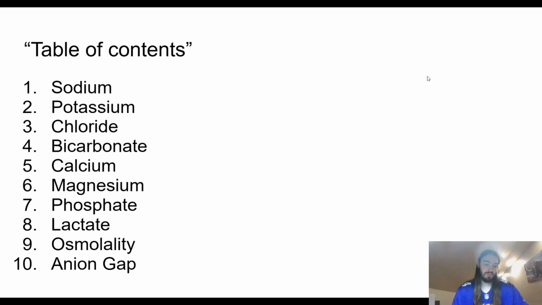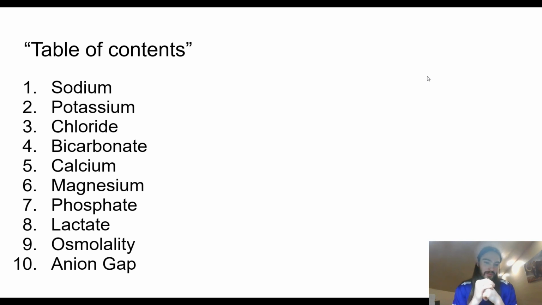A table of contents. What I'll be talking about in this presentation is, first off, the eight major electrolytes. That's sodium through lactate on this list, and then a little bit of basic info about them, important info about their regulation, a couple of disease states where you would see increased or decreased values of them, and of course, what method of measurement is used, reference ranges, whatnot.